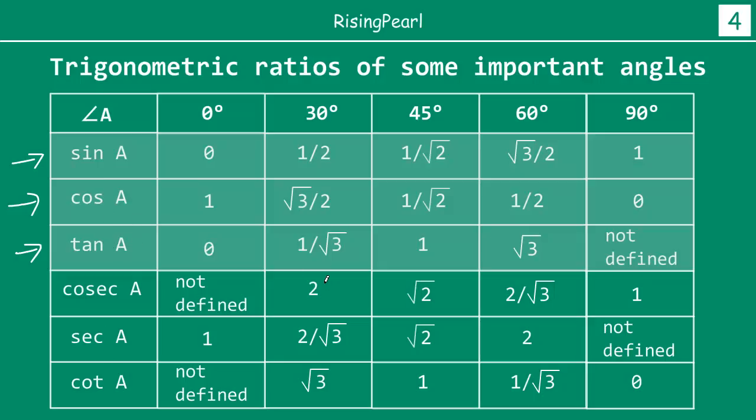So randomly, if you take a look at, say for example, this value. So this is cosec 30 degree. If you know that sine 30 degree is 1 by 2, you can immediately tell cosec 30 degree is 2. So similarly, if you look at maybe this value, this is cot 60 degree. If you know that tan 60 degree is square root 3, then cot 60 degree will be 1 by square root 3.